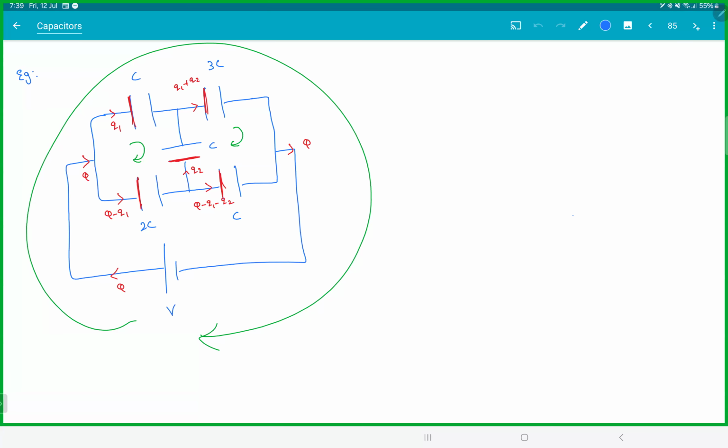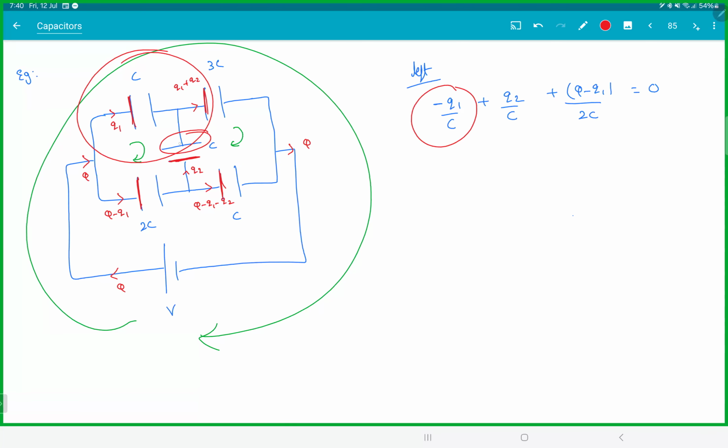Should I show you? Look at the left equation. You can start from anywhere. I'll start from here. The end of the term should come the same. So minus Q1 by C plus Q2 by C plus Q minus Q1 by 2C. Please ask if you didn't get that. Because when you go from here, look at this. You're going from the positive to negative plate. So there's a potential drop.